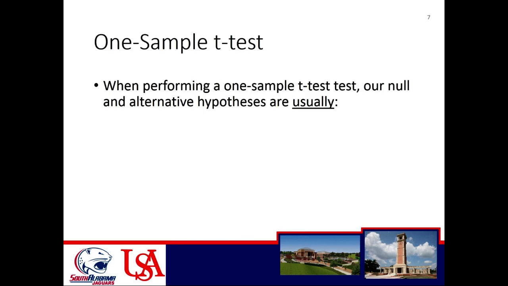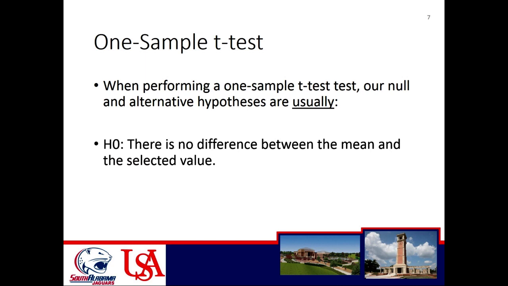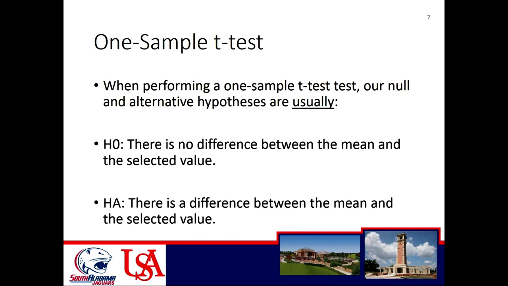Okay, so when performing a one sample t-test, our null and alternative hypotheses are usually, the null is usually there is no difference between the mean and the selected value. So the null hypothesis is usually the mean and the selected value are not significantly different. And the alternative hypothesis, or our hypothesis, is there is indeed a difference between the mean and the selected value. So therefore we would perform a one sample t-test, we would get our p-value, and we would try to see if we can reject that null. We would try to see if we can reject that there's no difference, and then therefore assume that our hypothesis reflects the state of the matter.